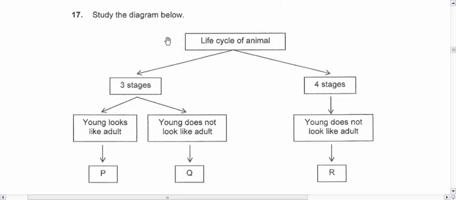Right, question 17, you're supposed to study the diagram below. I've got the life cycle of an animal. It's broken up into two parts, 3 stages and then 4 stages. In 3 stages, the young looks like the adult with P. So basically P has 3 stages and the young looks like the adult. For Q, it's 3 stages where the young does not look like the adult. For R, it will be 4 stages and the young does not look like the adult.